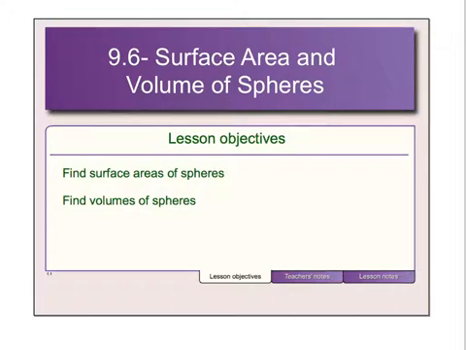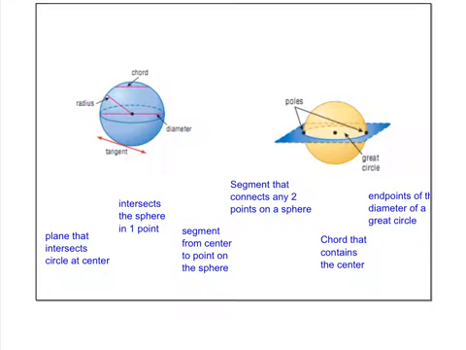This is talking about surface area and volume of spheres. Spheres play by a little bit different rules than other three-dimensional objects. That's why we talk about them separately, just because they look a little bit different and follow a little bit different rules. So spheres are basically three-dimensional circles.